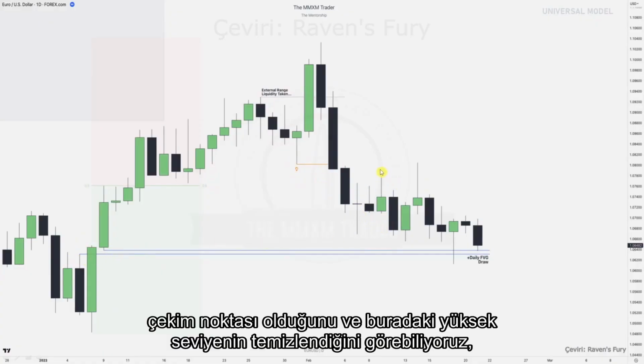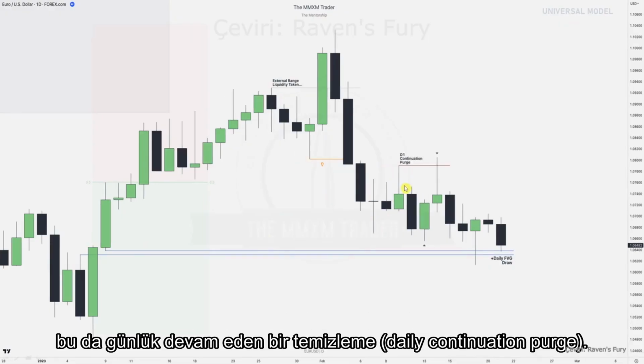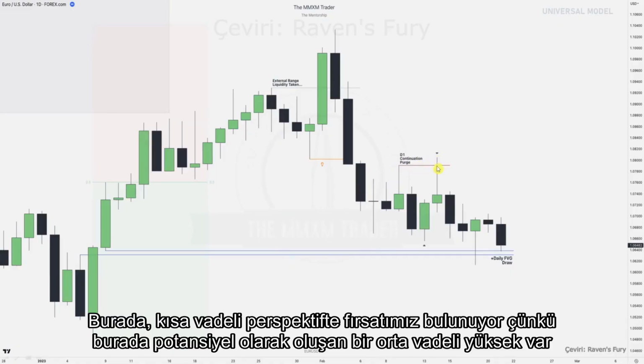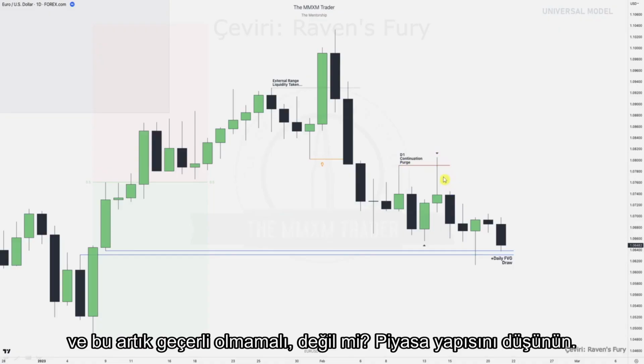So after that break of structure over here, right, we can see this internal range liquidity is our draw, and we can even see this high being purged over here, which is a daily continuation purge, right? So over here, this is where our opportunity lies on the short-term perspective, because we have an intermediate term high potentially forming over here, which should not get raided anymore, right? Think about that market structure.